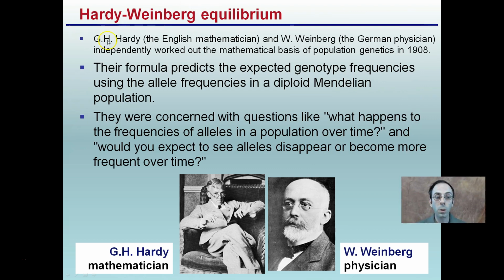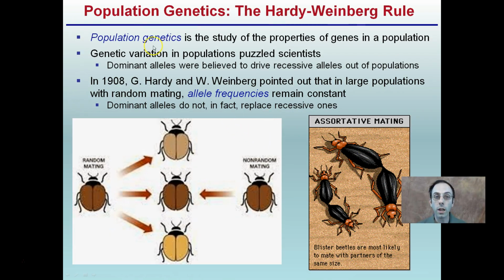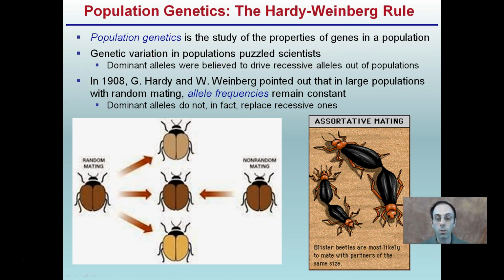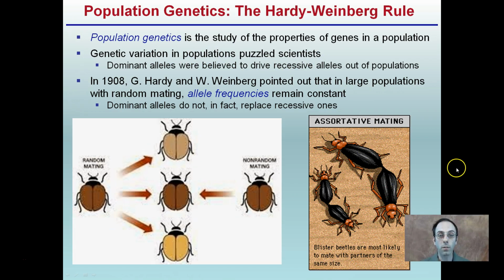The Hardy-Weinberg equilibrium was made by a mathematician with the last name Hardy and a physician with the last name Weinberg, who came together, and they were concerned with questions like, what happens to frequencies of alleles in a population over time, and would you expect to see alleles disappear or become more frequent over time? They're working with a diploid Mendelian population here. Population genetics is the study of properties of genes in a population. Genetic variation in a population puzzled scientists, and this was one way they sought to explain it.